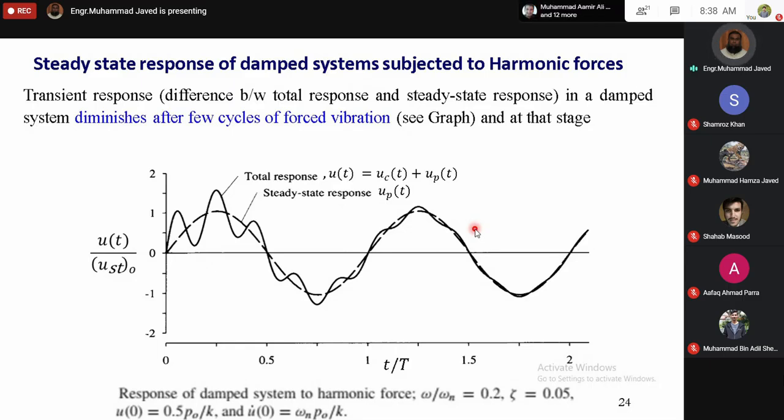लिहाजा अगर आप डैम्प सिस्टम में कुछ टाइम के बाद, एक या डेढ़ या दो साइकिल्स के बाद, जो कि डिपेंड करता है डैम्पिंग रेशियो और इनिशियल कंडीशन पर, स्टेडी स्टेट रिस्पांस मालूम कर लें, तो चूंकि टोटल रिस्पांस भी उसी के बराबर होगा, तो आपको टोटल रिस्पांस कैलकुलेट करने की जरूरत नहीं होगी, बल्कि टोटल रिस्पांस जो है वो स्टेडी स्टेट रिस्पांस के बराबर होगा.